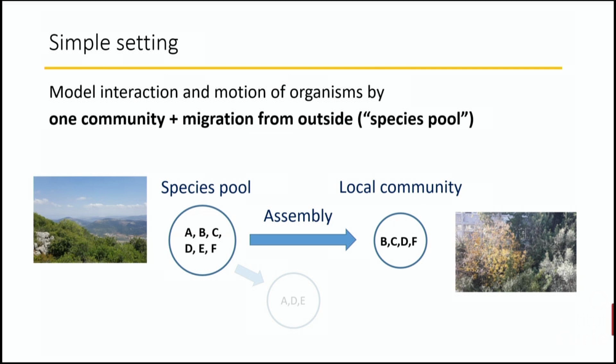And then there's a local community that forms that has some subset of the species. This process is known as assembly. Okay, that's community assembly. It's a very important process in community ecology. And this is the simplest setting, and I'll again focus on this setting.